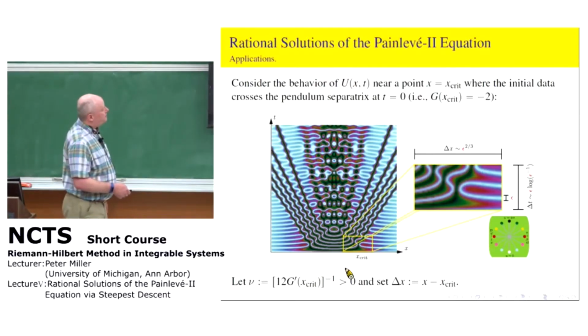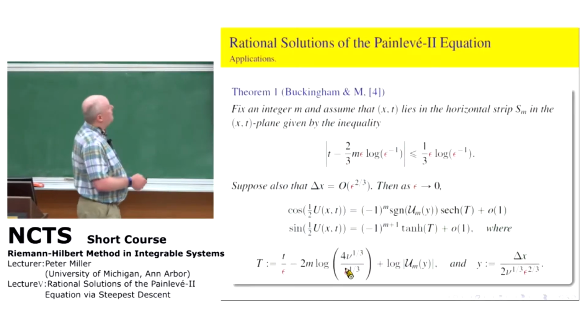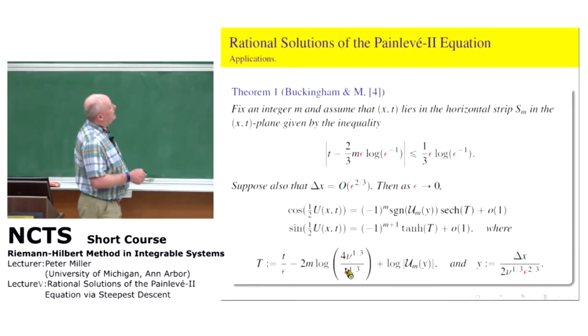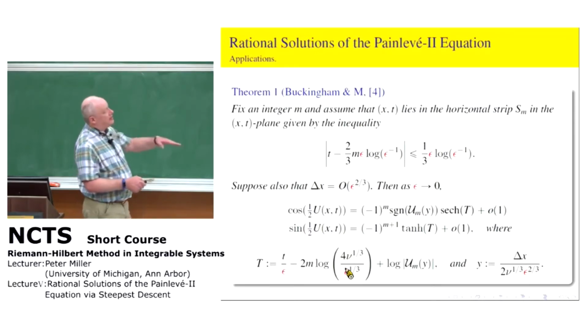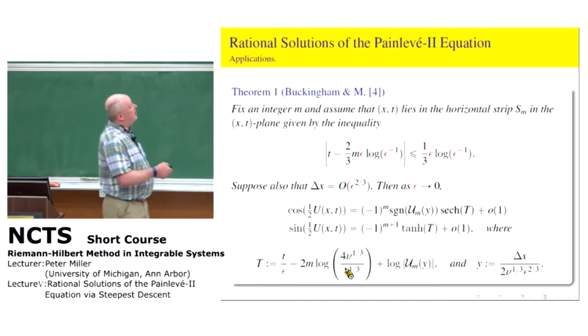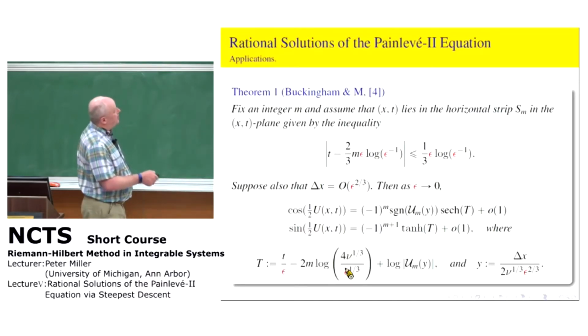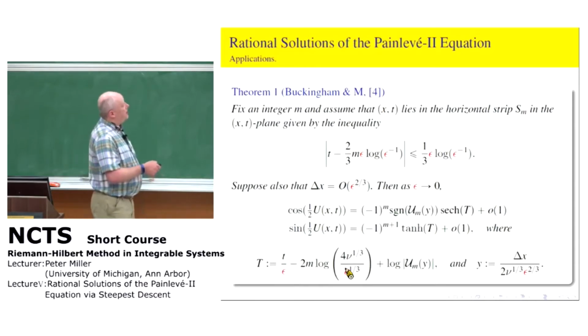Okay, so one of the results that we have with Rabi is this one. Fix an integer m and suppose that x,t lives in a horizontal strip in the plane that's given by this inequality on t only. So t is close to this value, proportional to epsilon log m, and quantized by this integer m by something which is half of this size. We're tiling the x,t plane with horizontal strips, and S_m is the strip given by this inequality here. And then we bound the distance from x critical by epsilon to the 2/3.